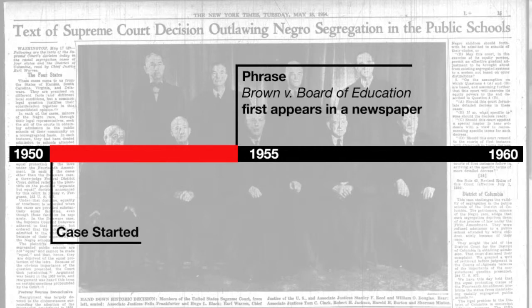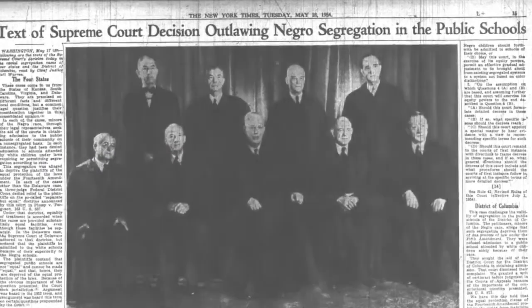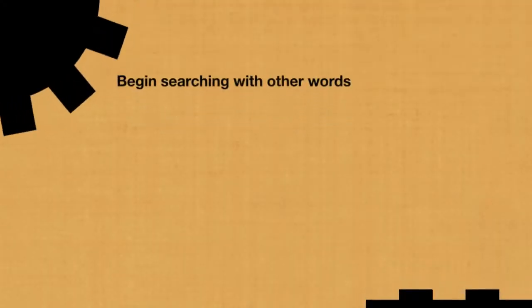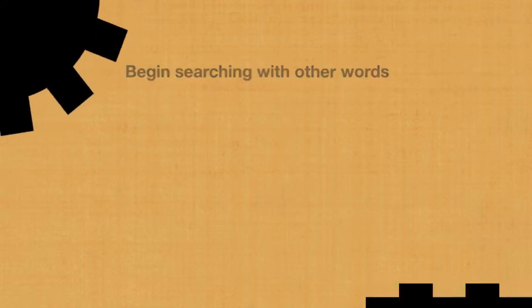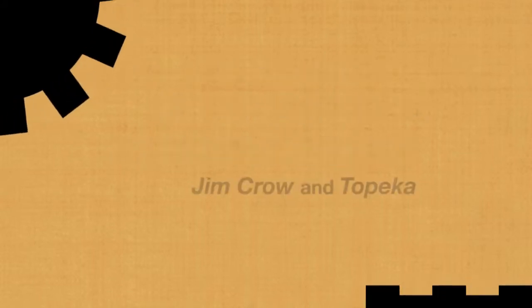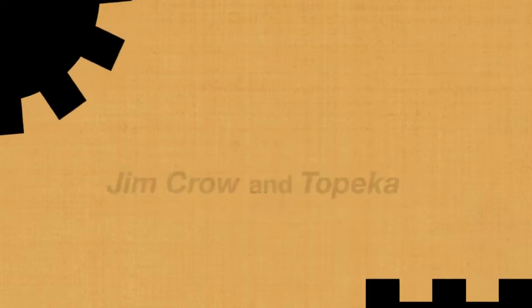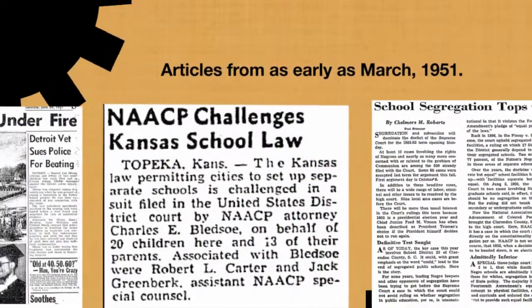Does this mean there was no newspaper coverage of the case during the 3 years leading up to the Supreme Court decision? Not necessarily. If I use other search terms like Brown in Topeka, NAACP in Topeka, Jim Crow in Topeka, or segregation in Topeka, then I will find articles from as early as March 1951.